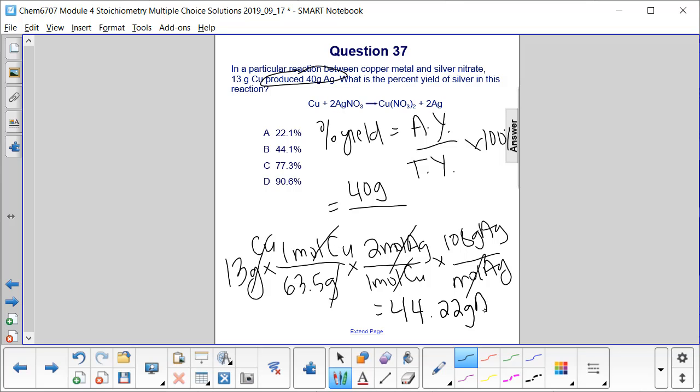of silver. So if I take that, plug it in right here, 44.22 grams, multiply by 100. You can see right here, this gets me to my 90.6%. Okay. I actually did this in a calculator using that 44.22 and I got 90.5.